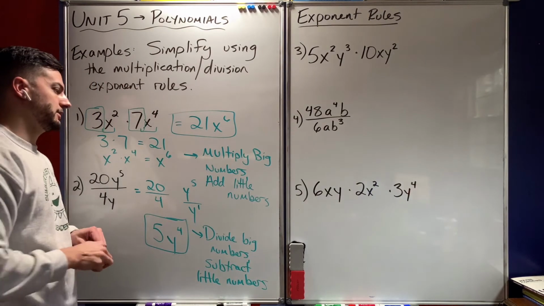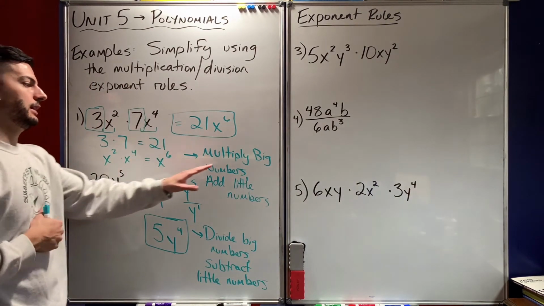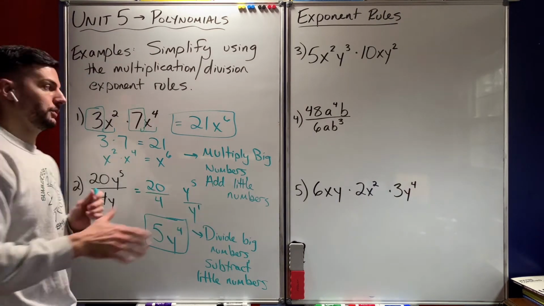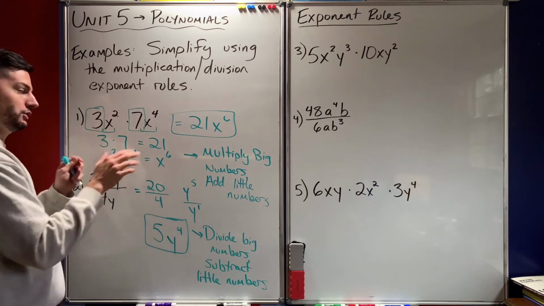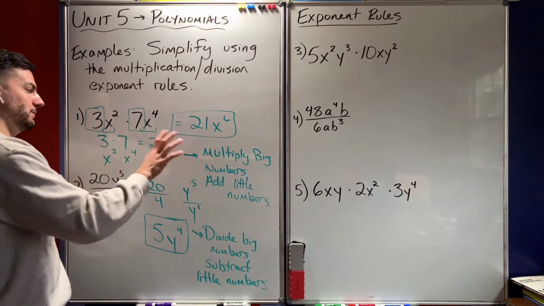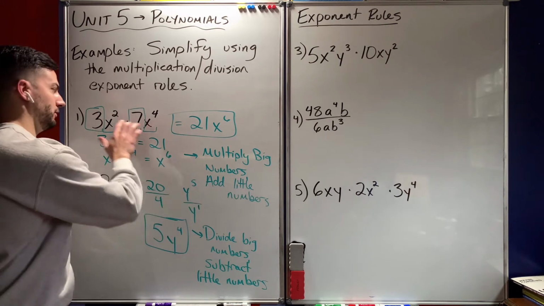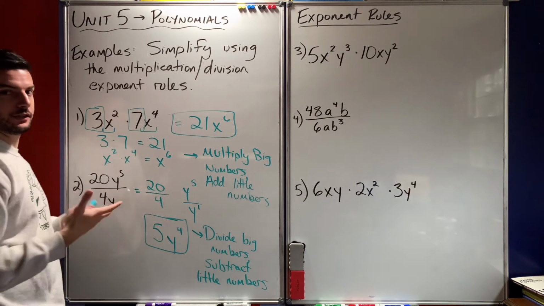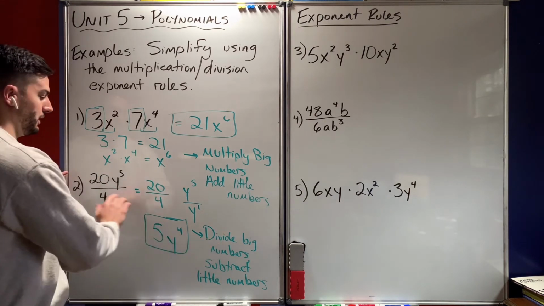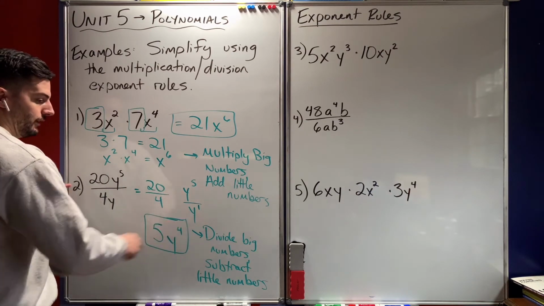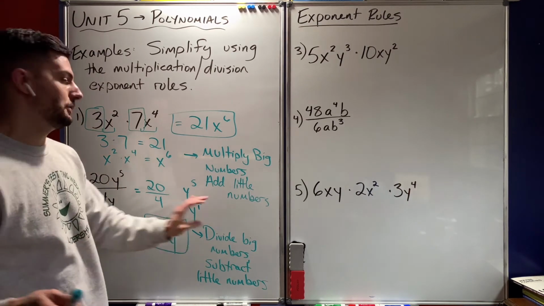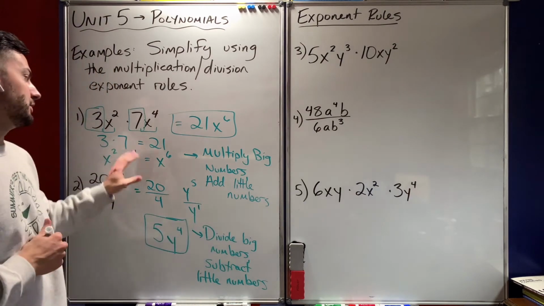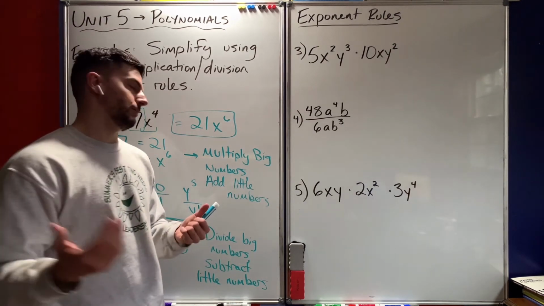Okay, so here's my saying. With a multiplication problem, I like to say multiply the big numbers and add the little numbers. The big numbers would be the coefficients. You multiply those. So multiply the big numbers and then add the little numbers, add the exponents. And then division is kind of the same, but divide the big numbers, subtract the little numbers. Those sayings can be helpful to say to yourself as you go into one of these problems, and it can be helpful to check yourself after you do the problem too.